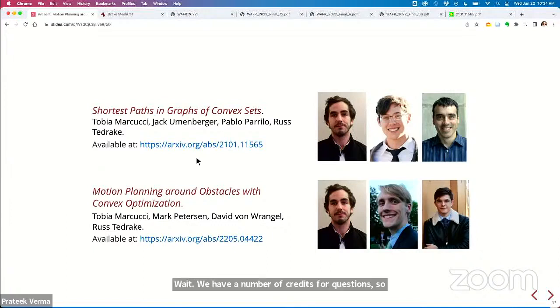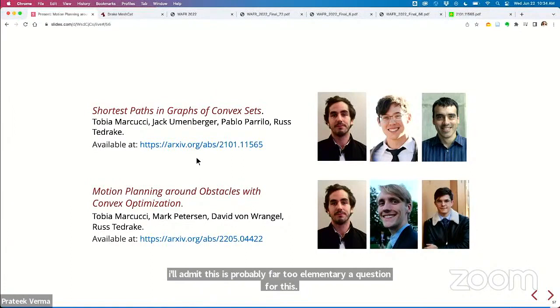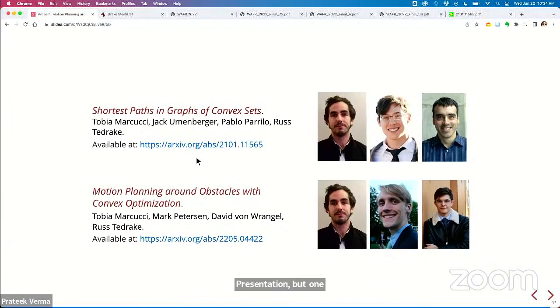So I'll admit this is probably far too elementary a question for this presentation, but you have this system of relaxation where you go from essentially Boolean variables to variables that are continuous between 0 and 1. And it seems to me like you've essentially gone from each of those variables having exactly 2 options to having uncountably infinitely many options. How is that easier?